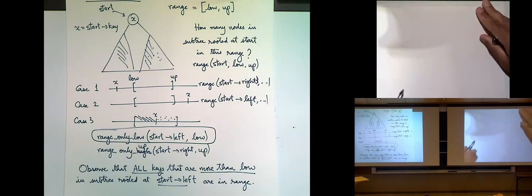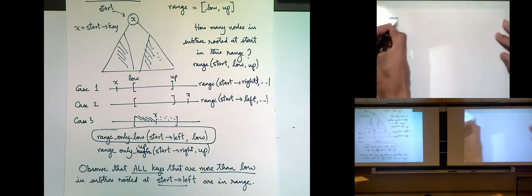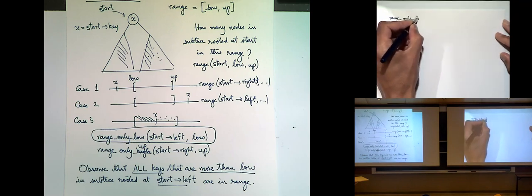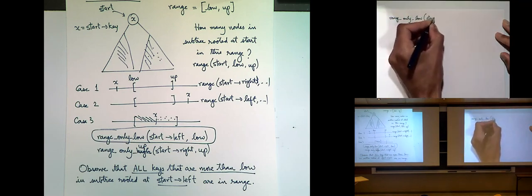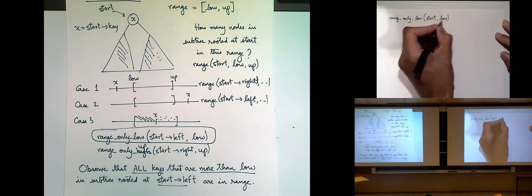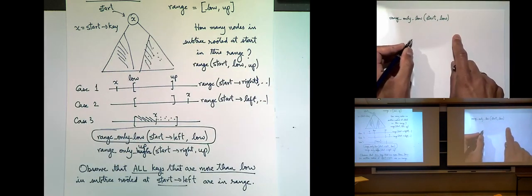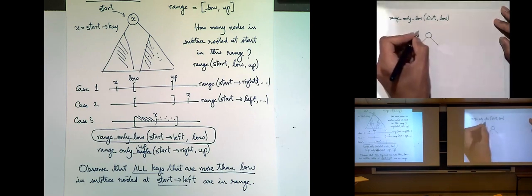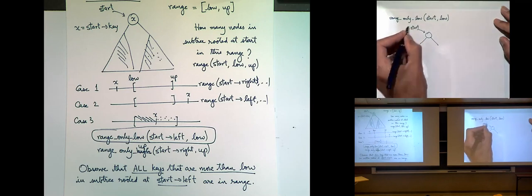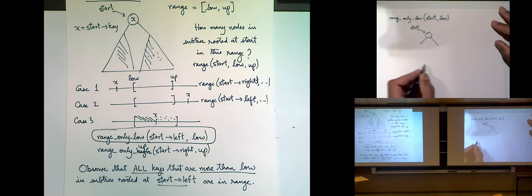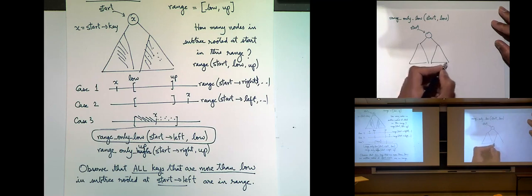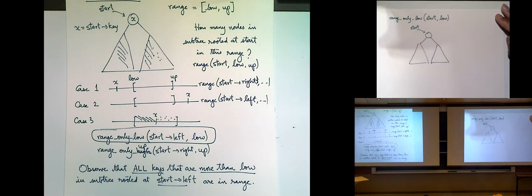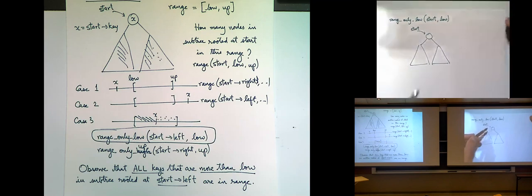Okay, so let's try to solve the range only low. And now let's just say this has two arguments that are called start and low. It's not the same start as here. This is another function. Okay, so there's some other function here. Okay, so this is start. And again, the natural thing is to compare start arrow key with low and see where it lies.